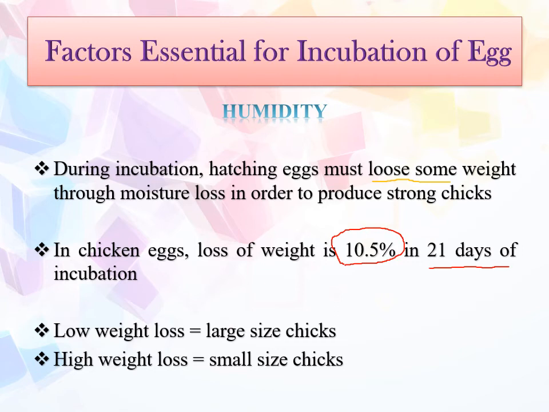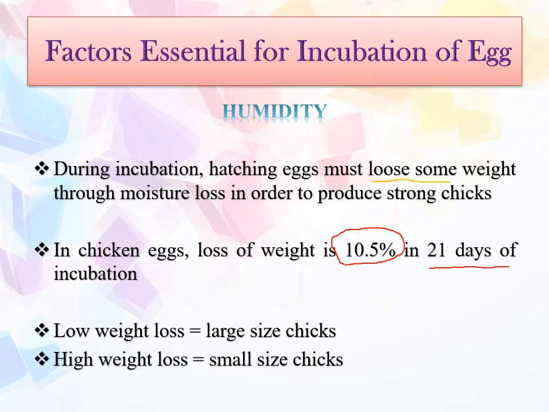So it is necessary that if the proper humidity is maintained, then the egg will lose around 10% of its weight, so that whatever chicks are born will have weight around 10% less than the actual egg weight, and it is very ideal because these chicks are strong.